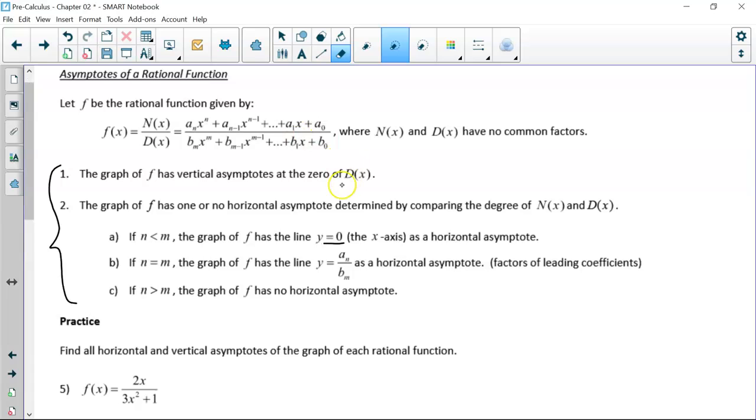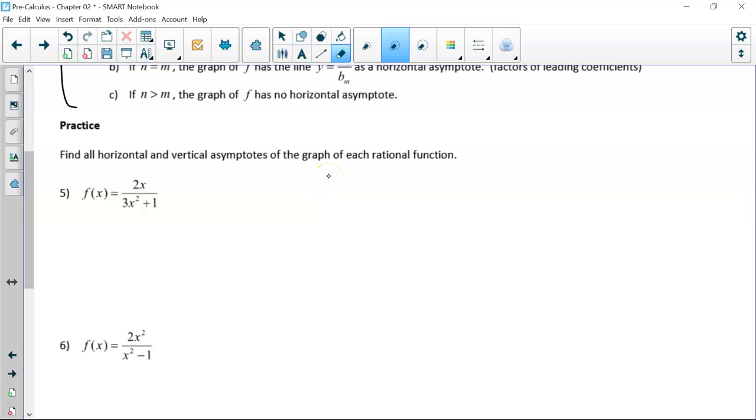So looking at problem number 5, we're going to find our asymptotes. So the vertical asymptote, 3x squared plus 1 equals 0. 3x squared equals negative 1. Divide both sides by 3. X squared equals negative 1/3. When you take the square root, it's not real. You're going to get plus or minus i something, something, something. So it's not real. There are none.